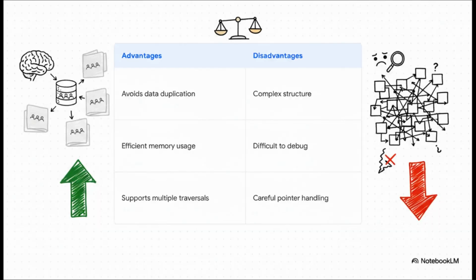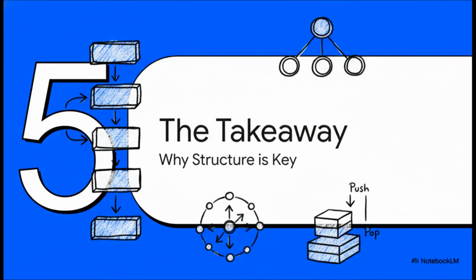But here's the crucial thing to understand. It's a trade-off. The huge advantage is that you save a ton of memory. You don't need to copy all of a student's data for every single class they take. But the downside? It's way more complex. These things are a lot harder to build, manage, and fix when they break compared to a simple list. Which brings us right to our final takeaway.